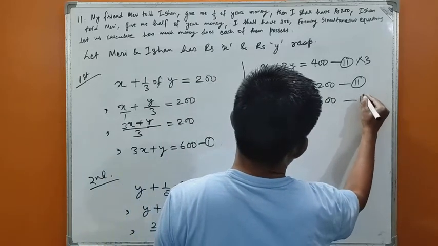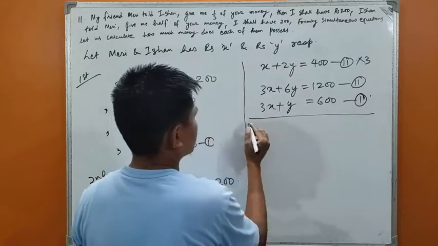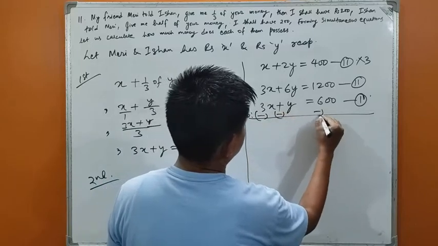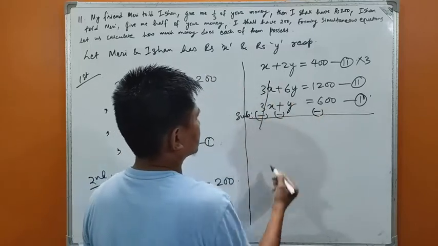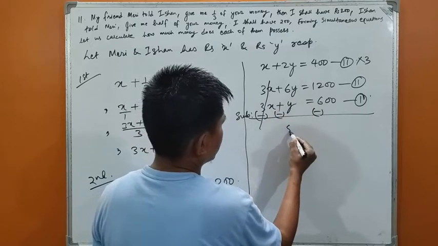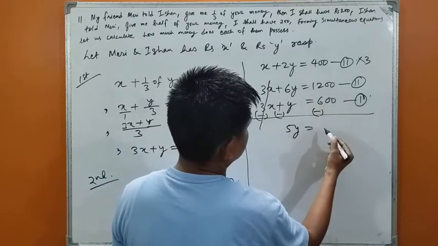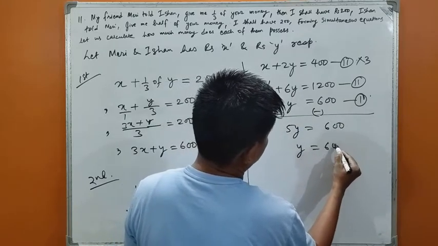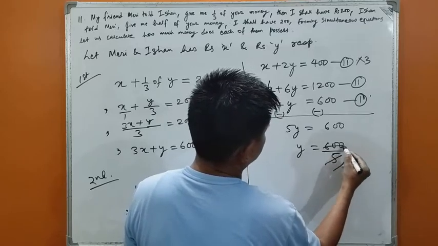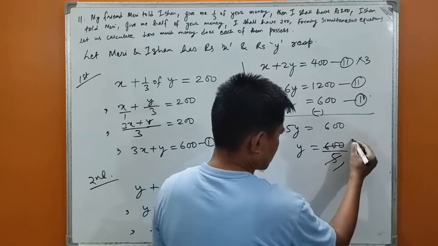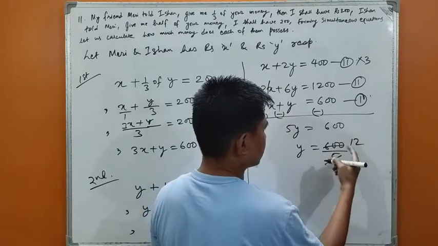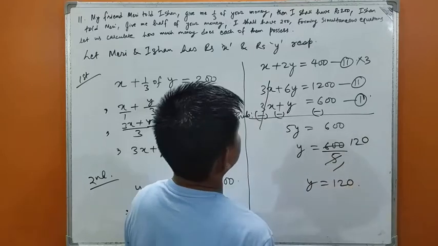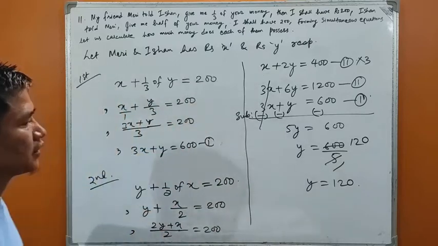So this is equation 1. Subtracting equation 1 from equation 2, this becomes minus, this becomes minus, this becomes minus. So plus 3x and minus 3x cancels out. Plus 6y minus y is 5y, isn't it? Equals 1200 minus 600 is 600. So this gives us y equals 600 upon 5. 5 twos are 10, 5 twos, 5 ones are 5, so y equals 120. y means the total money of Ishan, isn't it? So Ishan has rupees 120.